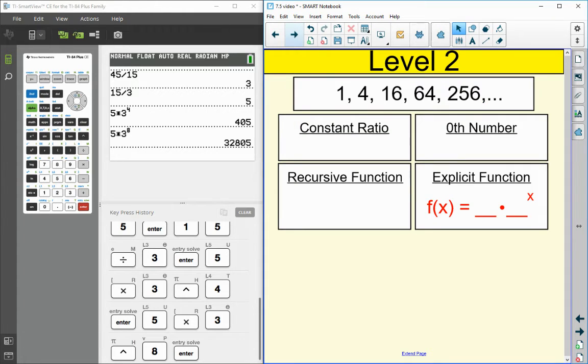Okay, so far, hopefully you're doing well with this. What I want you to do is pause the video now and see if you can figure out the constant ratio, the 0th number, and go ahead and try to put it in the formula. I took the labels off, so you're going to have to remember what goes in each blank.